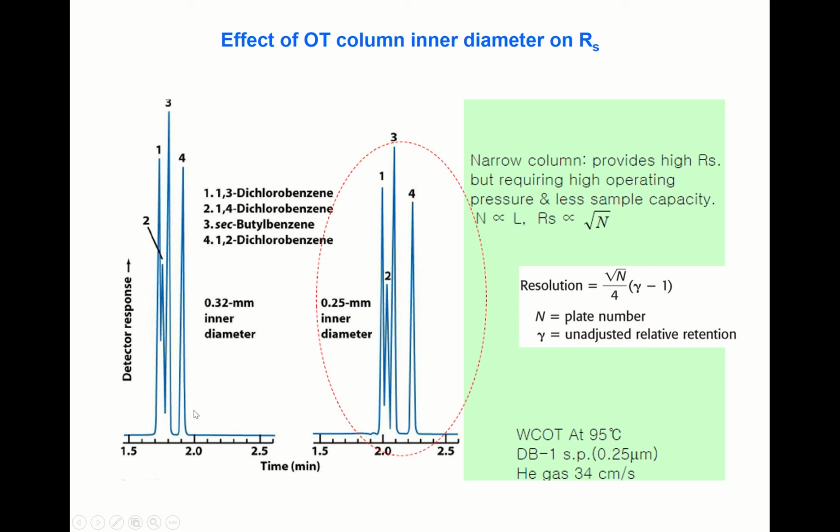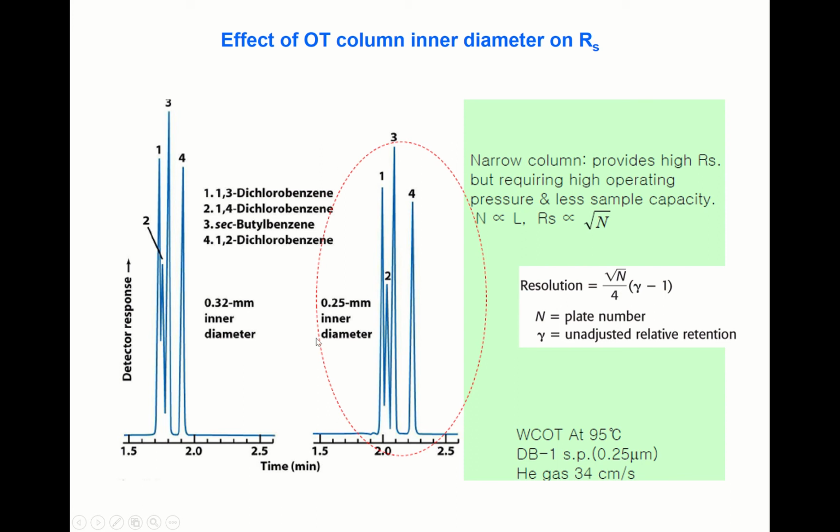Because look at that, peaks 1 and 2 are more well separated for this column when the diameter is reduced. But you see the separation time on the left column is less than 2 minutes, so separation is done, but this one requires a little longer time. So the narrow column provides a high resolution.